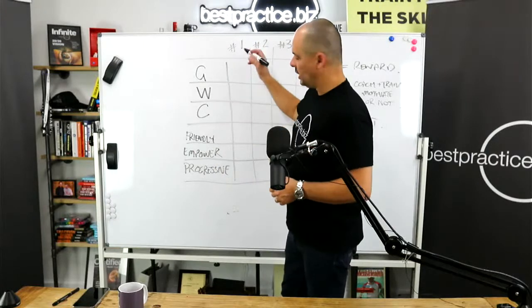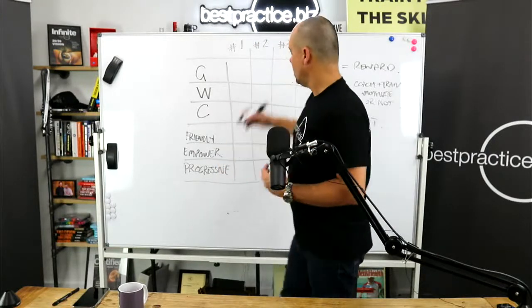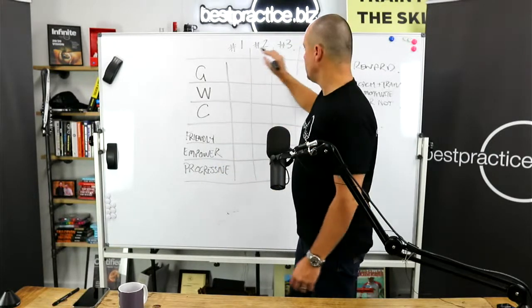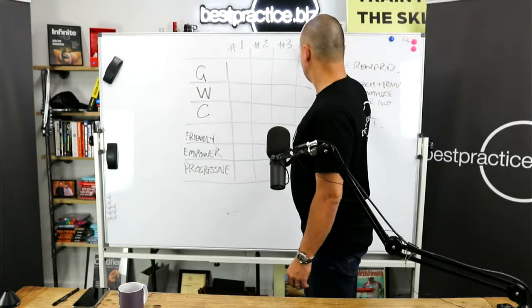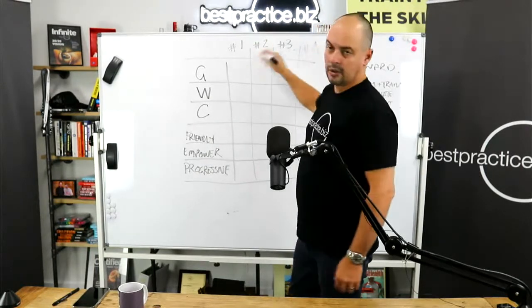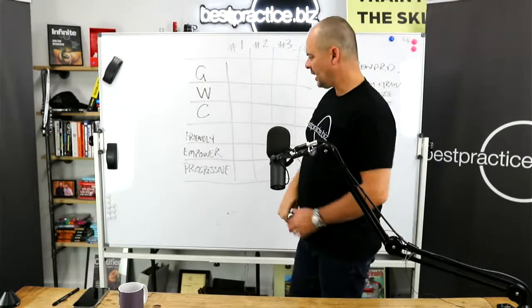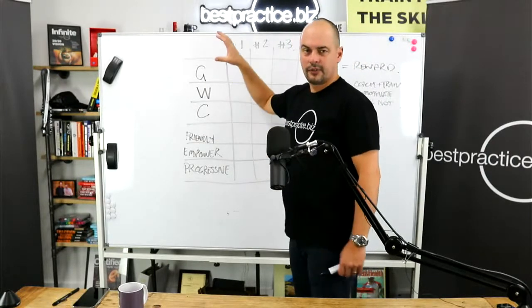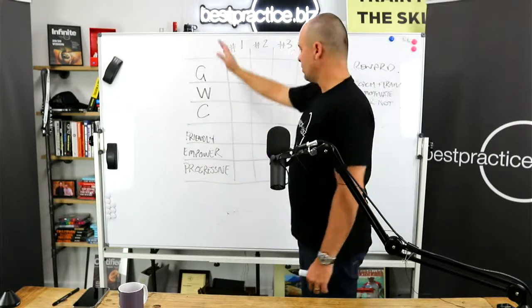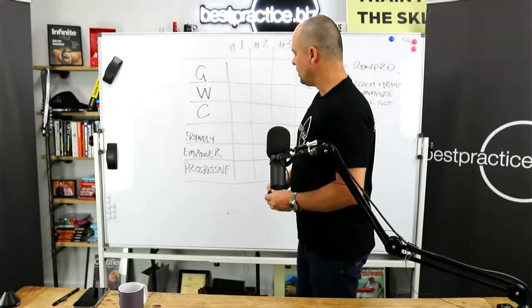So what we do here at Best Practice is we use this tool like this. We do a matrix and we have 1, 2, 3, and then 4, and we look at all of the people and we list them out. It doesn't matter if the elements go down the side or across the top, that doesn't really matter.